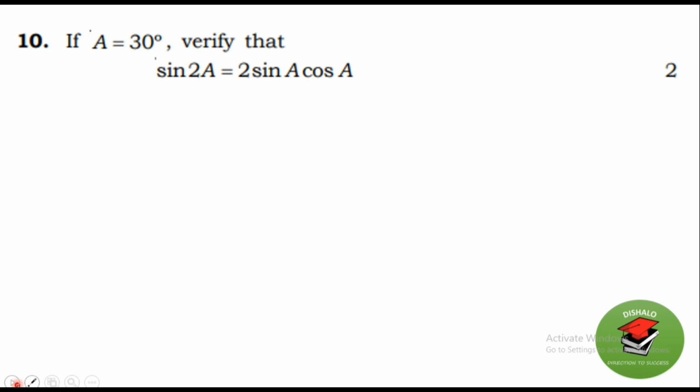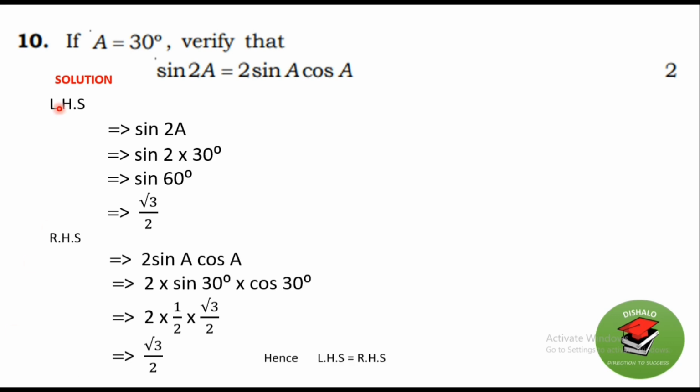Next question, if A equals to 30 degree, you have to verify that sine of 2A equals to 2 sine A cos A. So let us see the solution. So first we'll take the left hand side, that is sine 2A. So sine 2, instead of A we'll write 30 degree. Why? Because the value of A is given as 30 degree. Okay, so when you multiply it, you get sine of 60 degree. So sine of 60 degree is root 3 by 2.